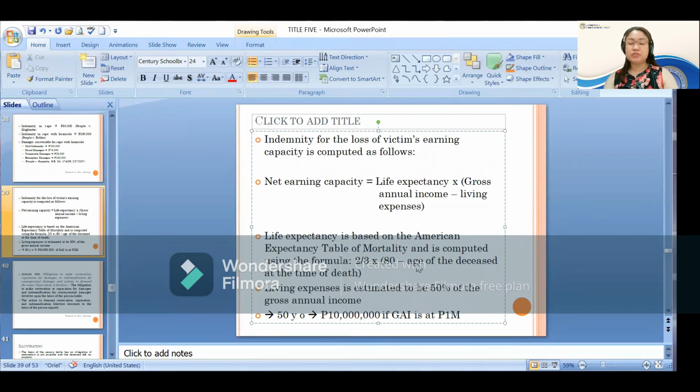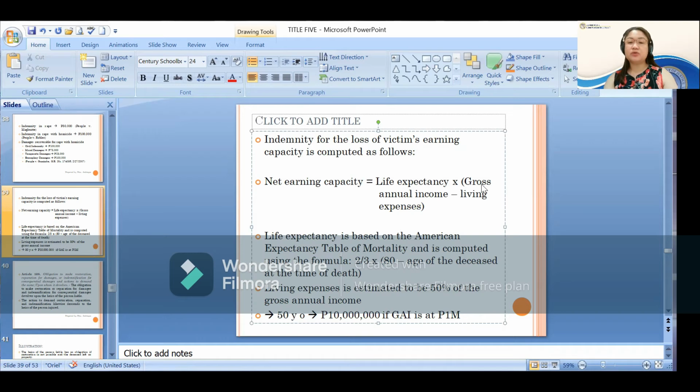So let us presume that the deceased is 50 years old at the time of his death. So 80 minus 50 is 30. So 30 times 2, that would make it 60 divided by 3. So 20 years. So the life expectancy is 20.